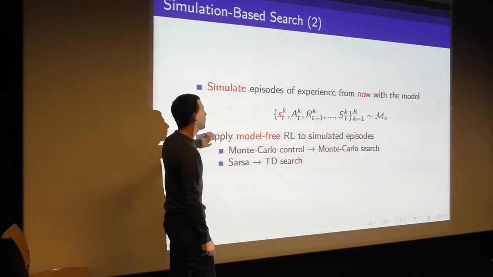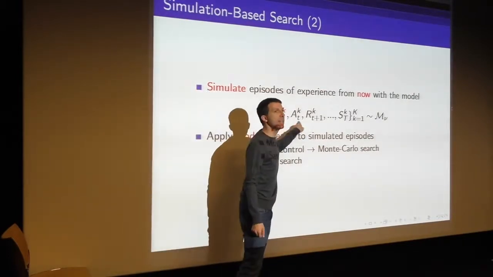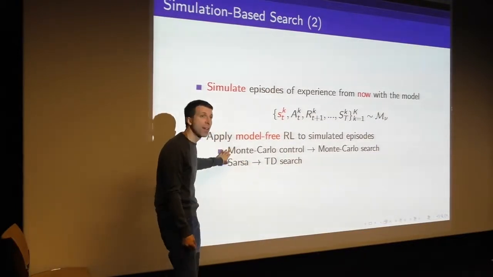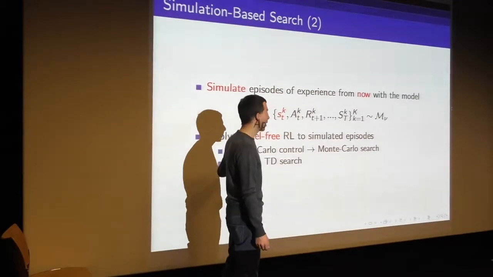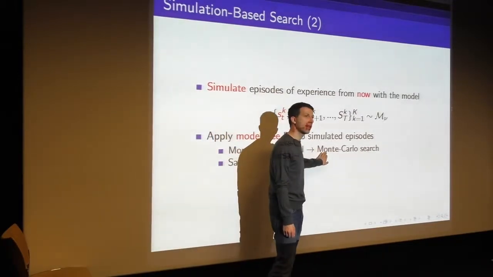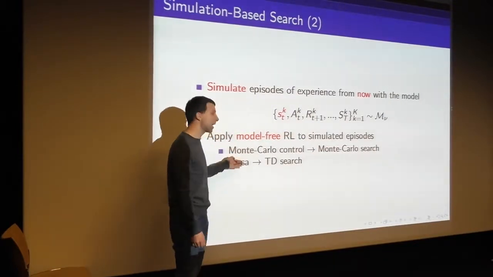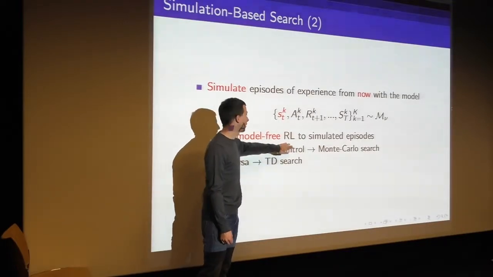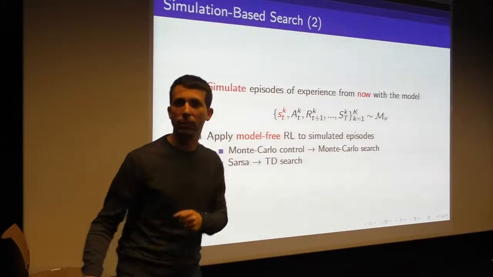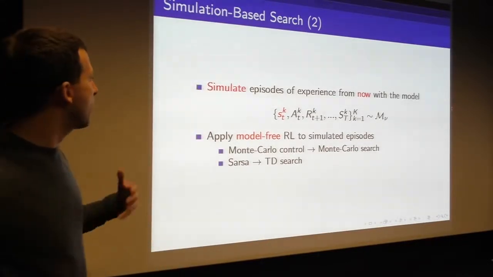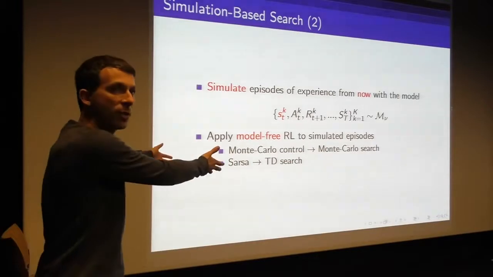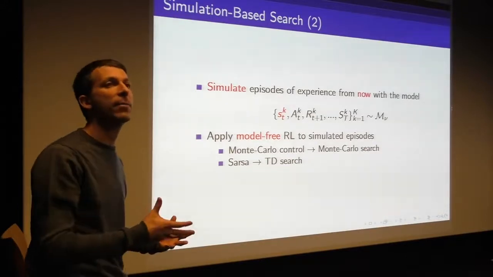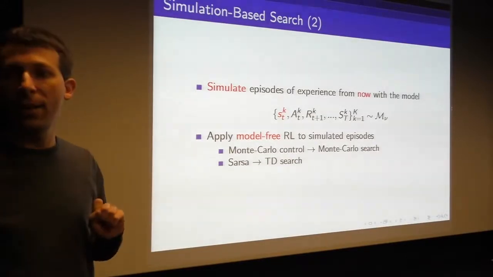Now, we apply model-free reinforcement learning to this data, to our simulated experience, and we use our favorite method. We could use Monte Carlo. If we use Monte Carlo control, that gives us a method called Monte Carlo search. If we apply Sarsa, that gives us a method called TD search. I'll talk about both of those. This one's particularly well known. So we pick our favorite model-free RL algorithm. It's not meant to be exhaustive. You could pick anything. You could use least squares policy iteration. Pick your favorite method, apply it to your simulated experience, and you have a search algorithm.